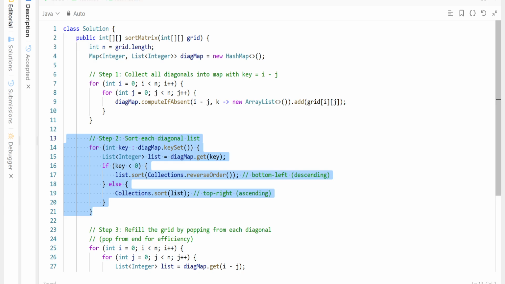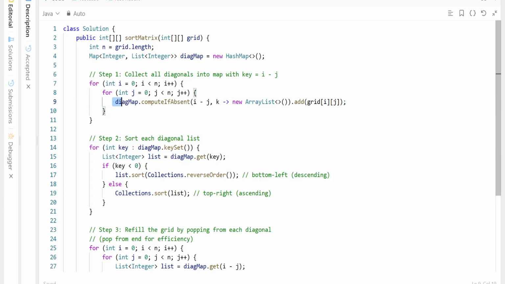If you have already put everything on the map, now it's time to do the sorting for each diagonal list. We'll get the key set and find all the keys here, like 0, -1, -2, 1, and 2. So those keys will be in the map, right? To get all those keys, we have to make a for loop and iterate over the key set. This is just like a set, okay? Based on that key, we'll get all those diagonals, meaning this will give you a diagonal list.